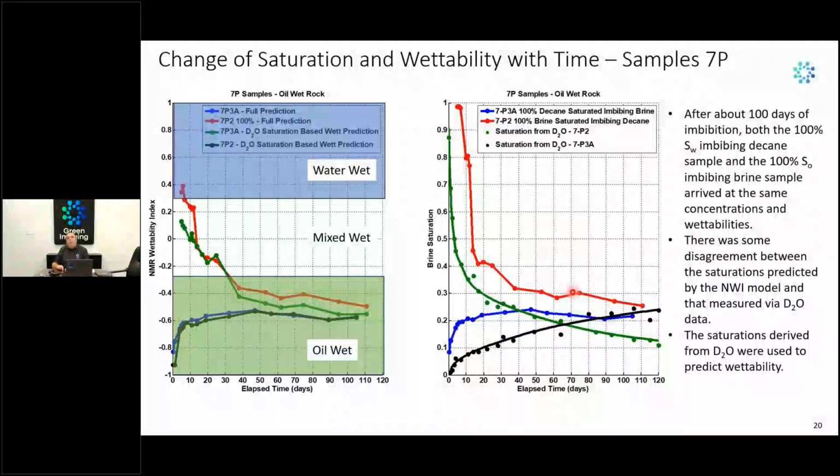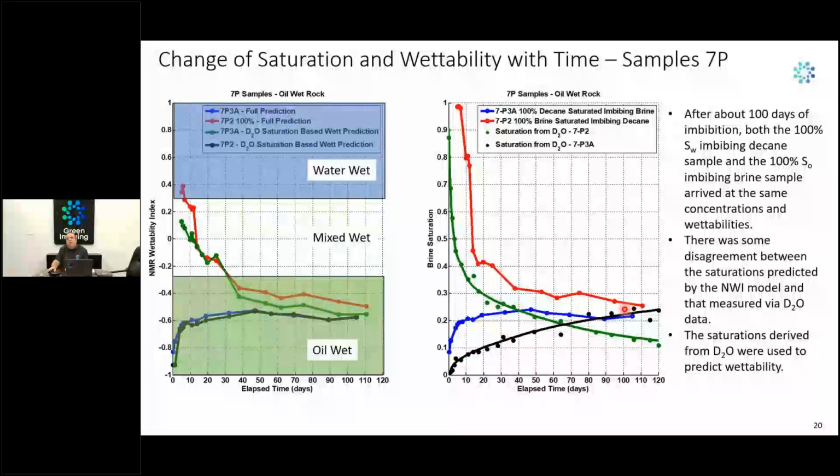And so we repeated the whole measurement again, but this time with D2O, and that's what the green and black traces show here. The green trace is for 7P2, and in a perfect world, it would overlap perfectly with the red. It's slightly off, but it showed the same general trend. Similarly, the black is the D2O data. So we're deriving the saturations directly from the NMR data, and in a perfect world it should match the blue trace. It generally has the right shape. There is some discrepancy at early time, I'll have a little more on that in a minute, but eventually they do reach similar saturation as the red and the blue, though not exactly the same.